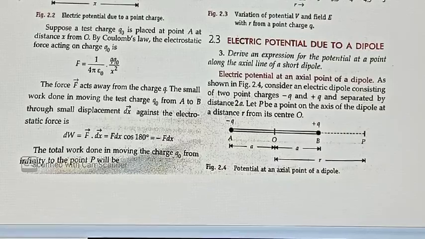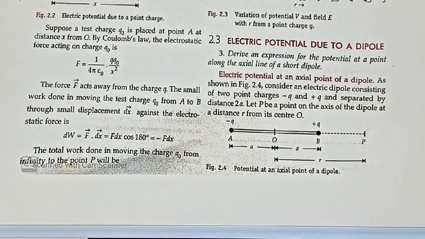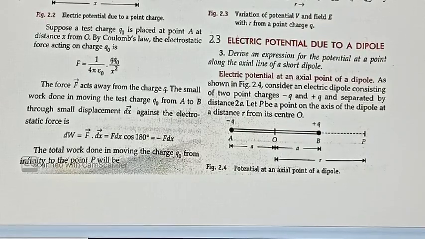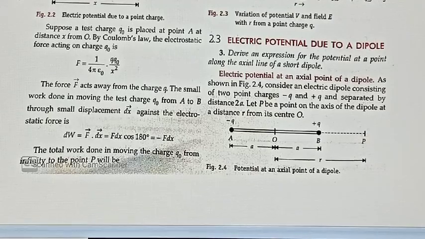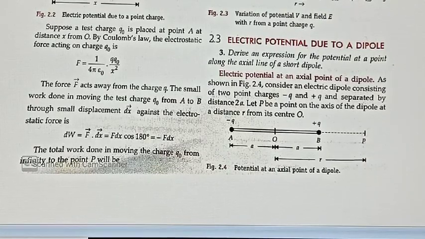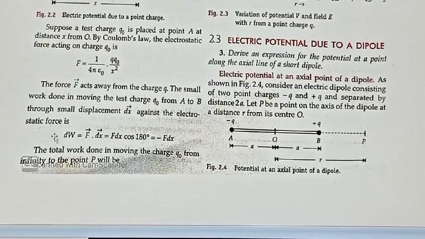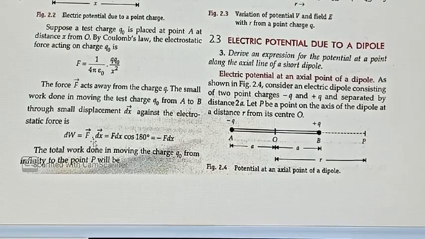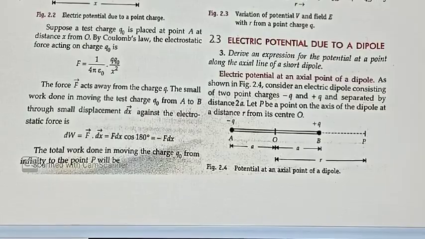What is the amount of work done in bringing that charge from point A to point B? You see the distance of separation is dx, against the electric field, because the electric field is directed radially outward from that charge, as well as through that point A, point B, and point P also. You see the direction of electric field as well as the direction of force. So the small work done in moving that test charge q naught from A to B, dW is equal to F dot dx, so F dx cos 180 degrees, so minus F dx. So this is the small work done.